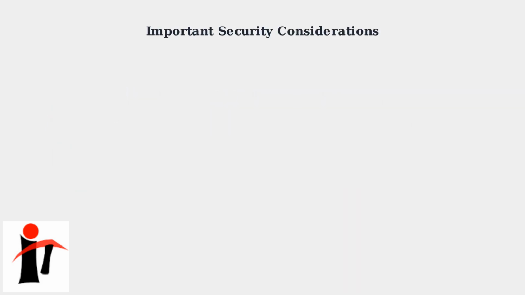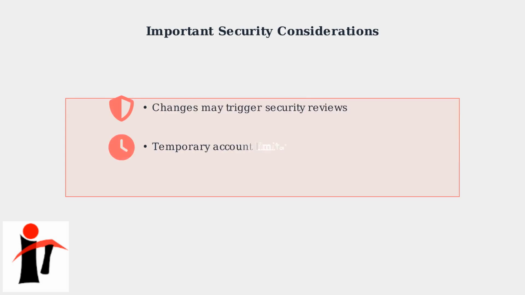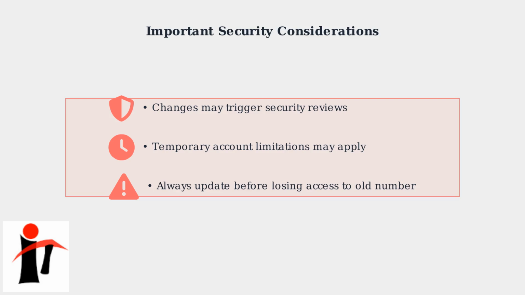When updating your phone number, be aware of important security considerations. Cash App may trigger security reviews for contact changes, and temporary account limitations might apply during the process. Most importantly, always update your contact information before losing access to your old phone number. This proactive approach prevents potential account access issues and ensures a smooth transition.